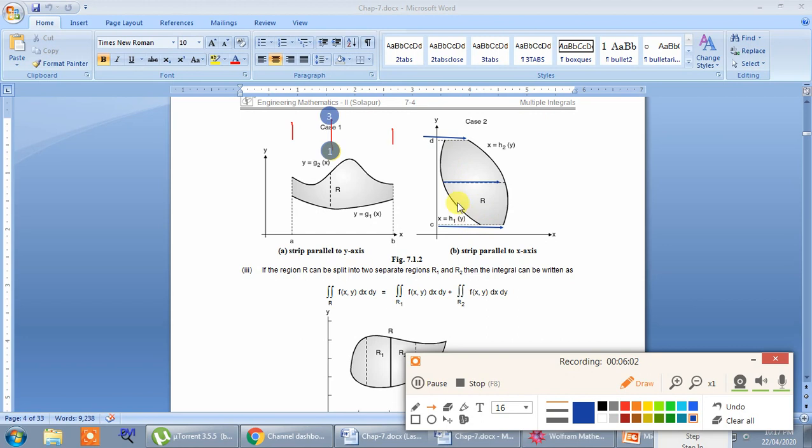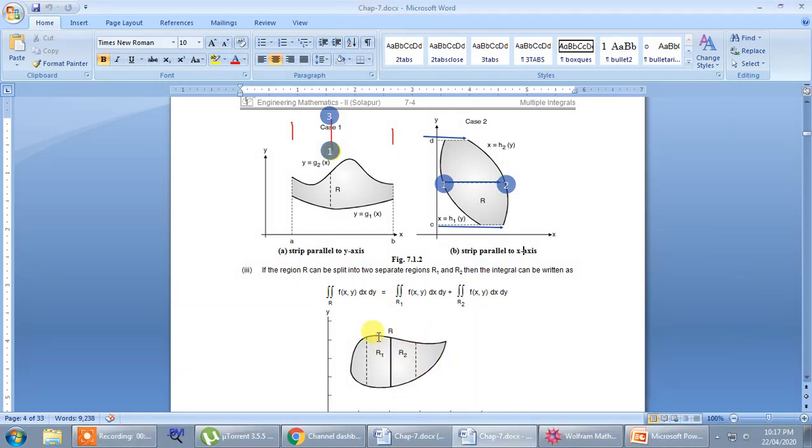While it moves, the inner end, or you can say the left end, is on the curve x equals h1 of y, and the outer end, that is your right end, is on x equals h2 of y. So this strip moves from bottom to top, while its left end and right end trace the curves. Here the strip moves from left to right, with the lower end and upper end. Then we will discuss the third property of double integration.